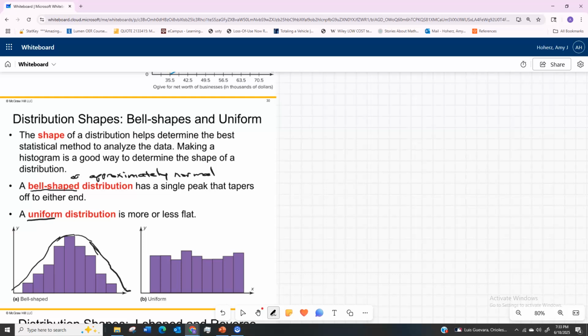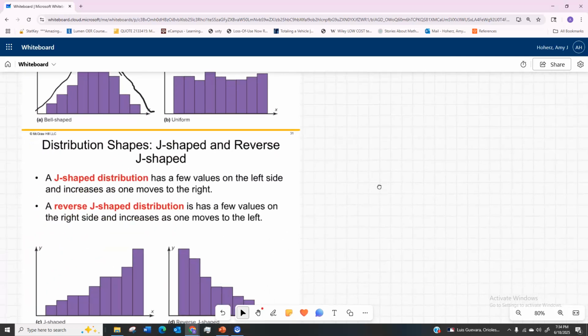Now, a uniform distribution, or close to uniform, in this case, is where it's more or less flat. Now, if it was exactly uniform, it would be exactly flat. Every single bar would be the same height. So this is only approximately uniform or close to uniform. But this idea of uniform means you just don't have a lot of variation between the classes. All the classes have almost exactly the same amount of data in each of them.